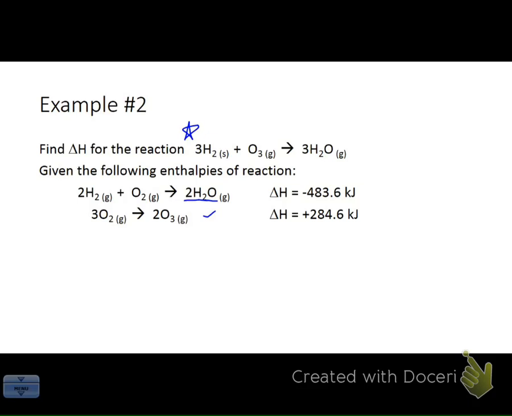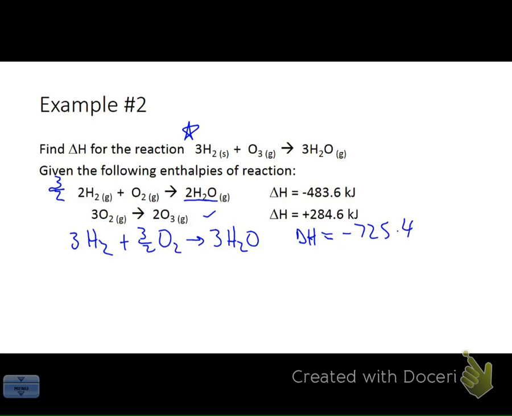So what we're going to do is multiply the whole thing by 3/2, which is, like I said, kind of kooky. That'll give us 3H2 plus 3/2 O2, and that'll go to 3 waters. Don't forget your delta H. We have to multiply delta H here by 3/2, so that will give me negative 725.4 kilojoules. Pretty kooky.